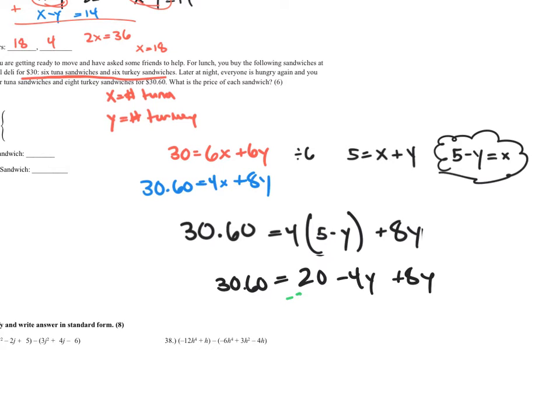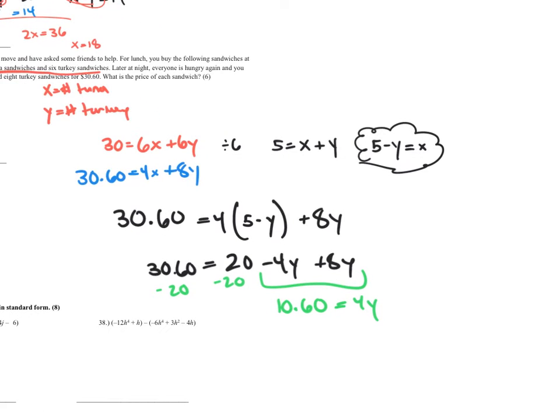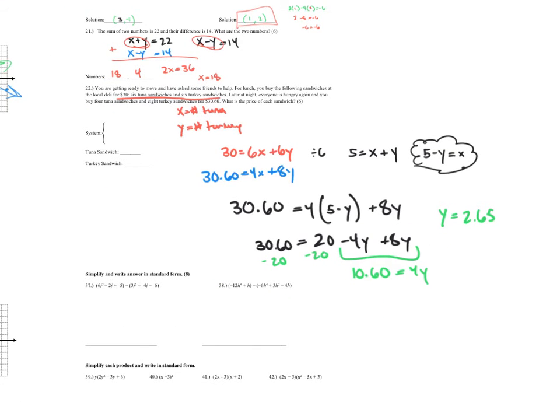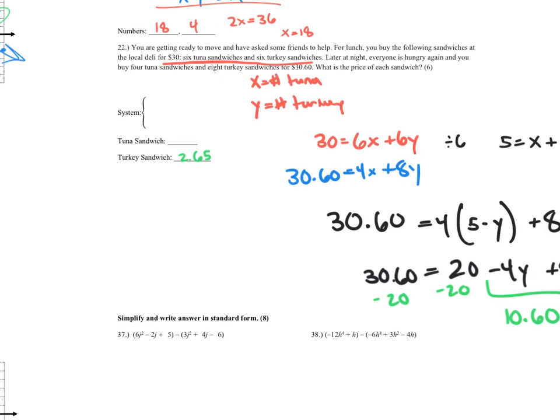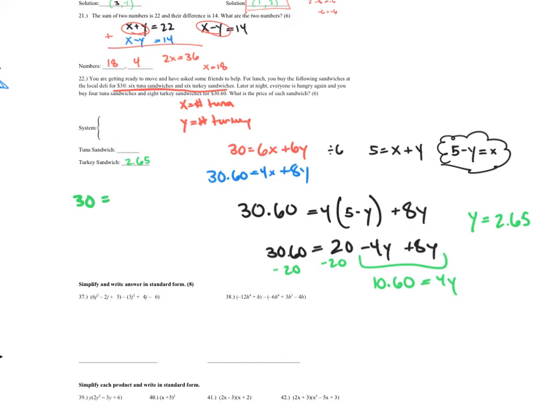I'll go ahead and subtract the 20 from both sides and combine my like terms. And when we do that, we get that 4 turkey sandwiches cost $10.60. So if we divide both sides by 4, we'll get that y, so turkey sandwiches, cost $2.65. Now to figure out how much the tuna sandwiches cost, we need to go back to one of the equations and substitute in $2.65 for y. And when we do that, we get $15.90.